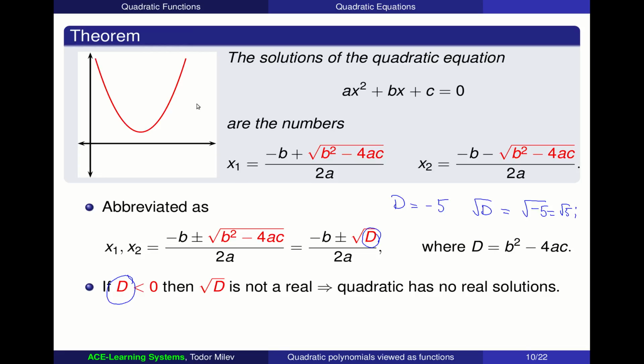What does that mean? Graphically, that means that when I plot ax squared plus bx plus c, then the graph of my function does not intersect the x-axis. So once again, the graph of my function does not intersect the x-axis. I have no real solutions, no real numbers make the graph of that function meet the x-axis.